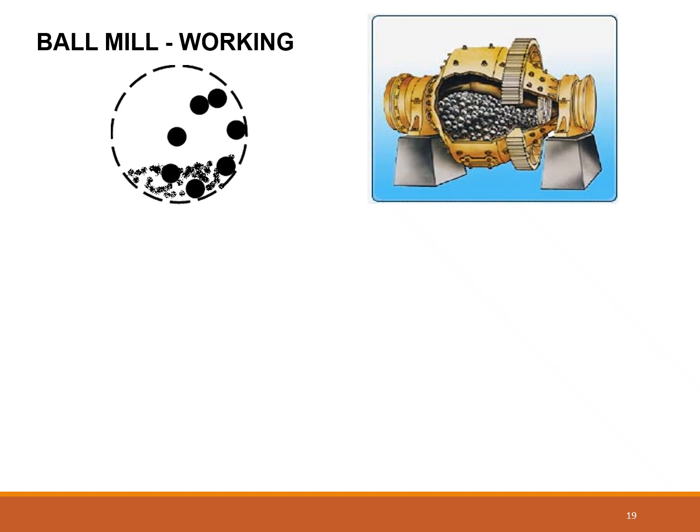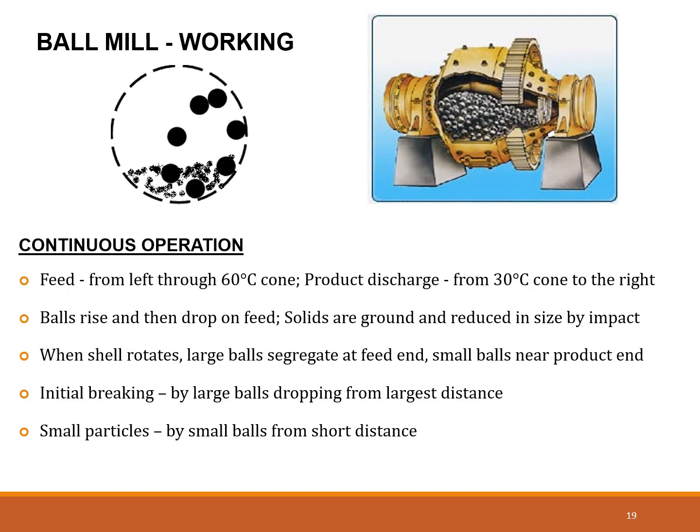So you can see the working of a ball mill. The thick balls, the steel balls or the rubber balls, and the small ones are the ones which have to be crushed. So here for continuous operation, you have to feed at a 60-degree cone and product has to be taken at 30-degree cone to the right. Balls rise and then drop on the feed. Solids are ground and reduced in size by impact. When the shell rotates, large balls segregate at the feed end and small balls near the product end. Initial breaking happens by large balls dropping from the largest distance, and small particles by small balls from a short distance.